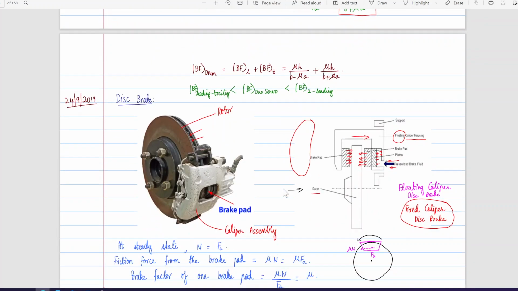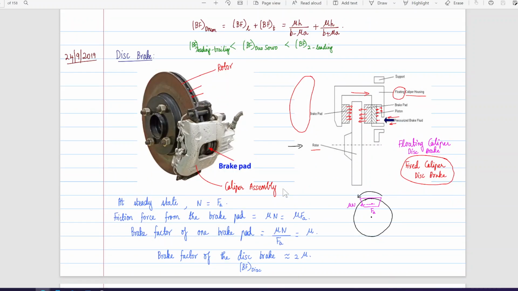Okay. Now coming to the disc brakes. Here in the disc brakes, we have the rotor and the brake pad. Brake pads are put into the caliper assembly, and the idea here is that if we put a pressurized fluid on one side, this brake pad would make contact with the rotor, and once the brake pad makes contact with the rotor, it will start generating the braking force. There are two kinds of disc brakes: fixed caliper type and floating caliper type. Here we are showing a floating caliper type, where we are putting pressurized brake fluid on one side, and since the caliper is floating, the brake pads clamp from both sides onto the rotor.